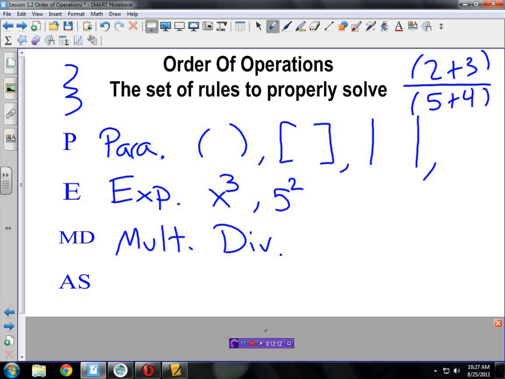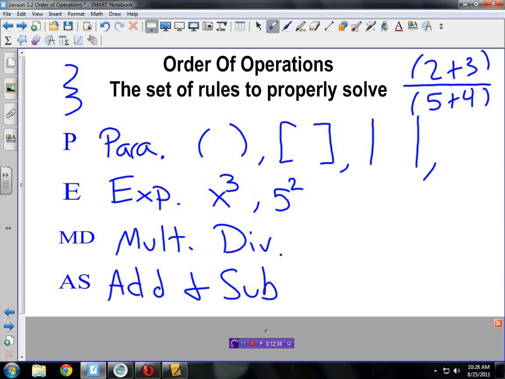So you'll look at the left-hand side, and you'll do your first multiplication or division over there, and you'll work to the right. And then the A and the S? Adding and subtracting. All together, that makes PEMDAS. Right? PEMDAS.